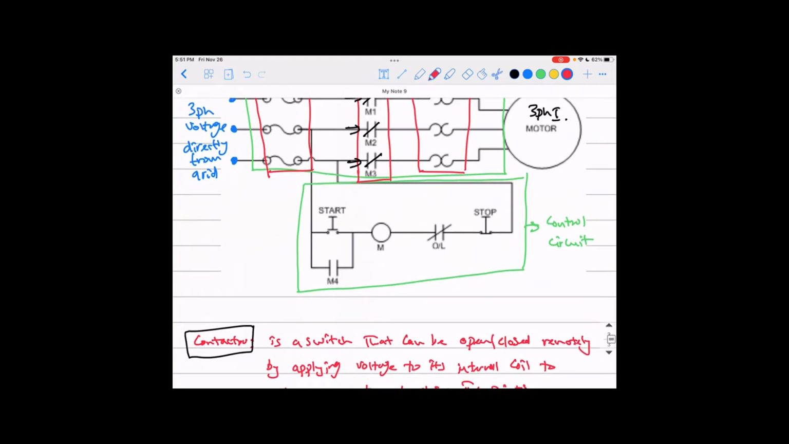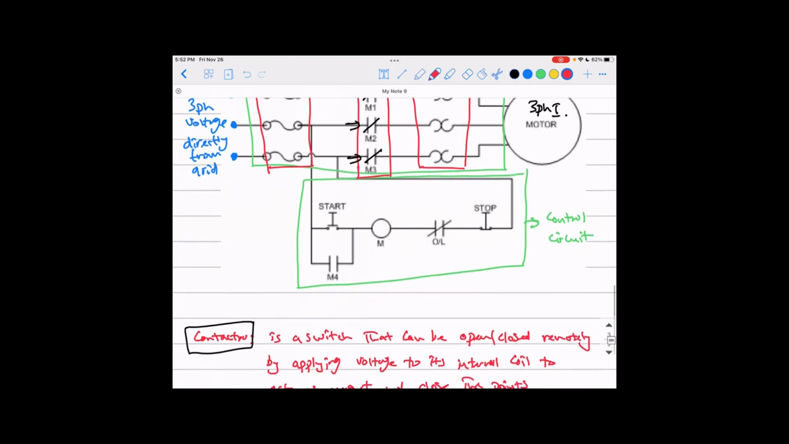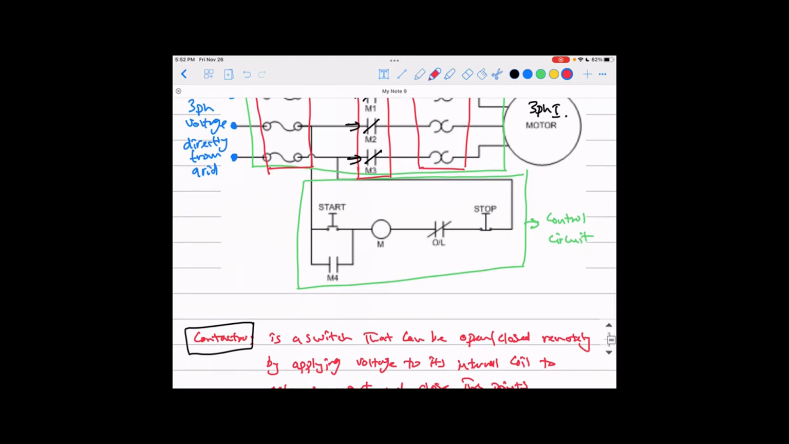About the control circuit, that's the whole point. It's just what you have in your control room, and you can use this to switch the motor on or off. You use this start button here, which is most of the time a type of push button. We call it like that.